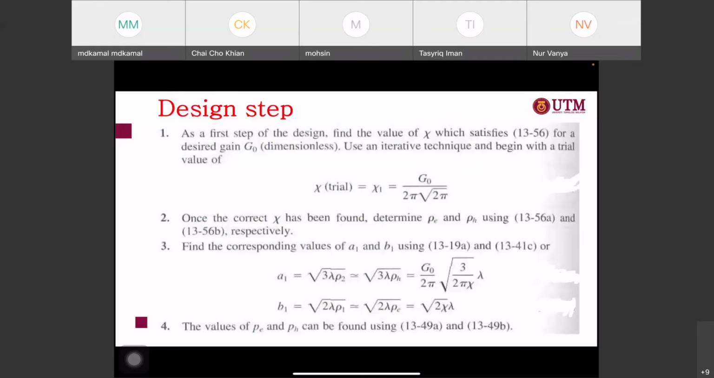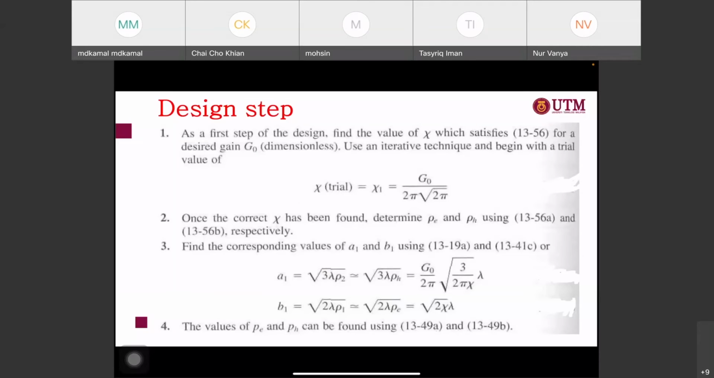Now we want to see how you design the antenna, because the design steps sometimes need some trial and error as well. If you want to design the horn antenna here, as the first step, find the value of T that satisfies the equation below. Once the correct T has been found, determine PE and PH using the equation and find the corresponding values of A1 and B1, because you need to find A1 and B1 here.